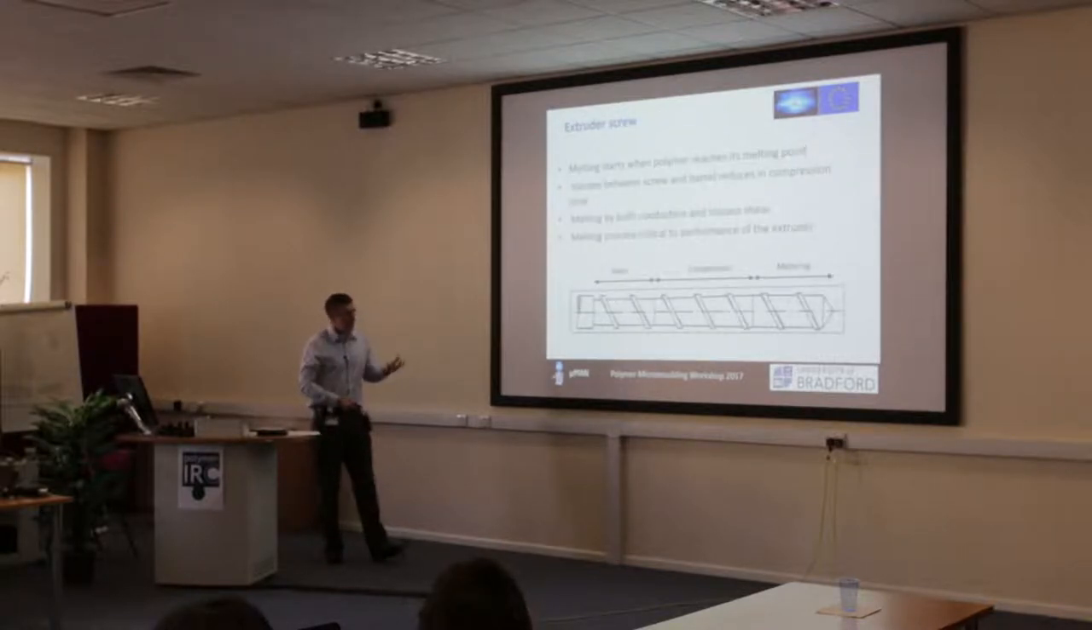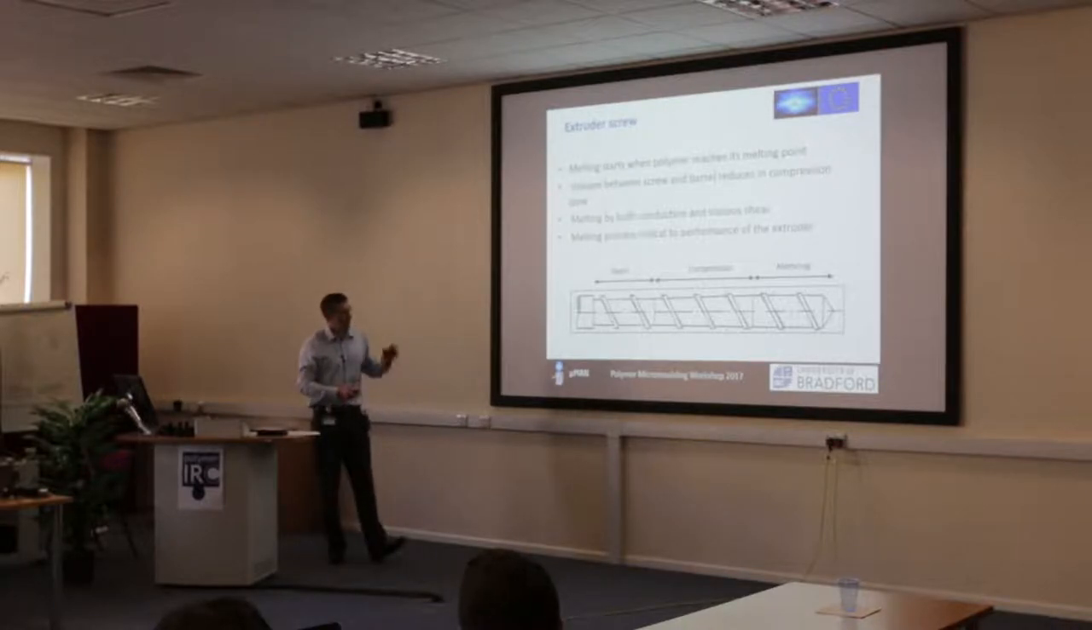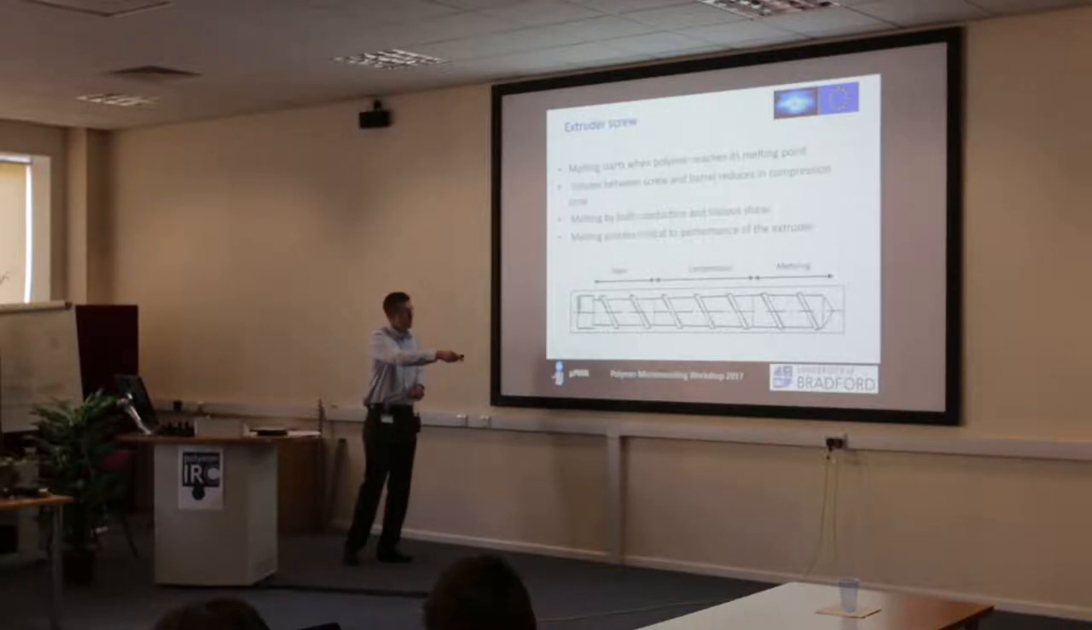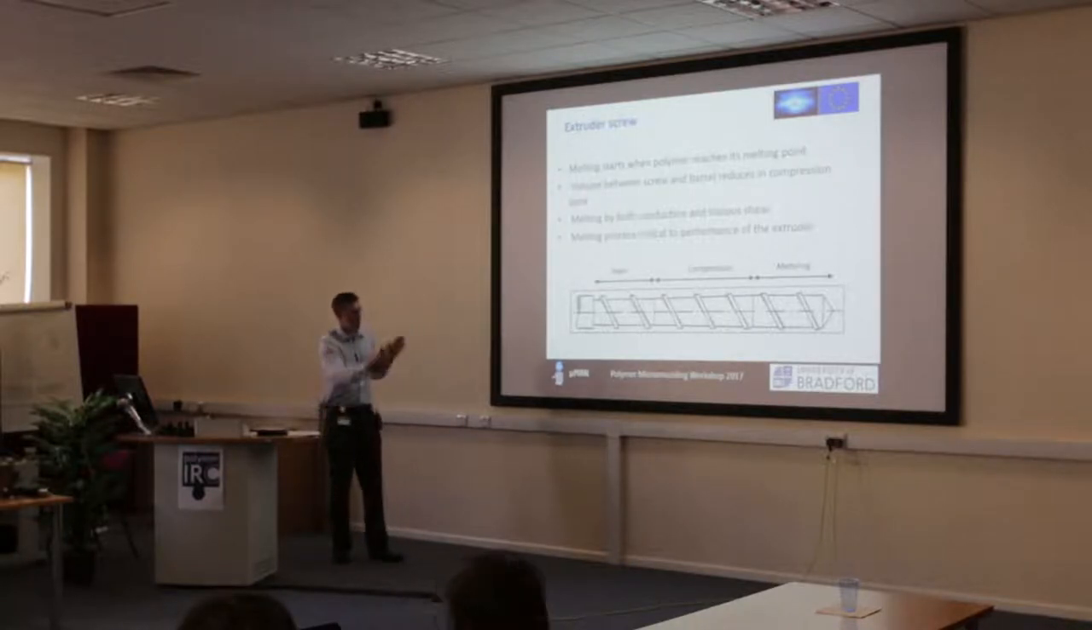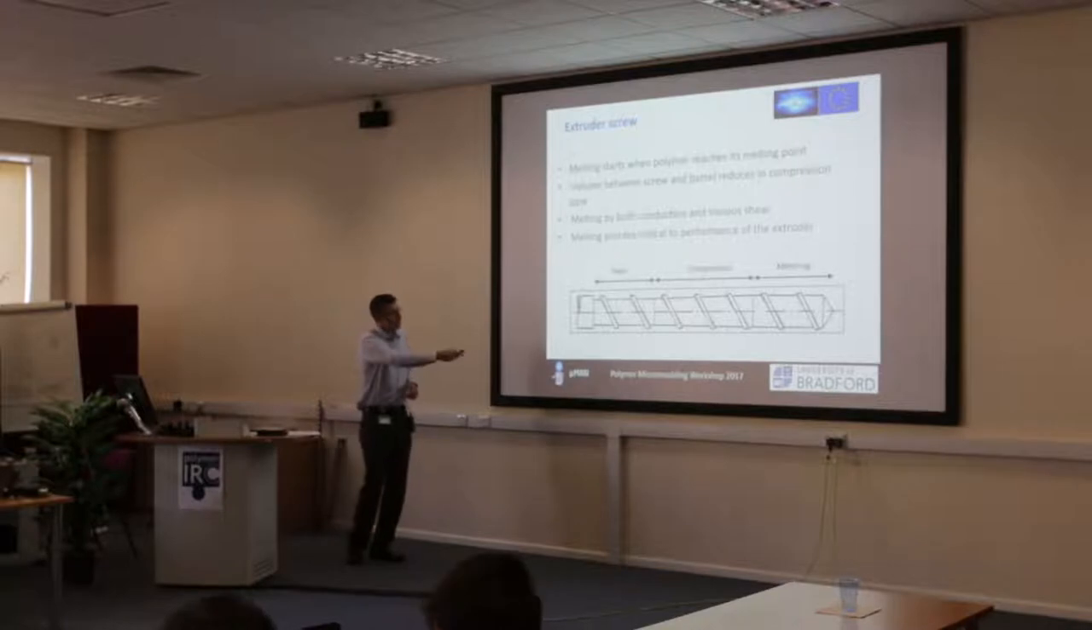Then what's at the heart of the extruder is the screw itself. A simple extruder screw just has a single flight, which spirals all the way around the screw. It's machined from one piece of metal. And these are the different zones in the extruder screw.